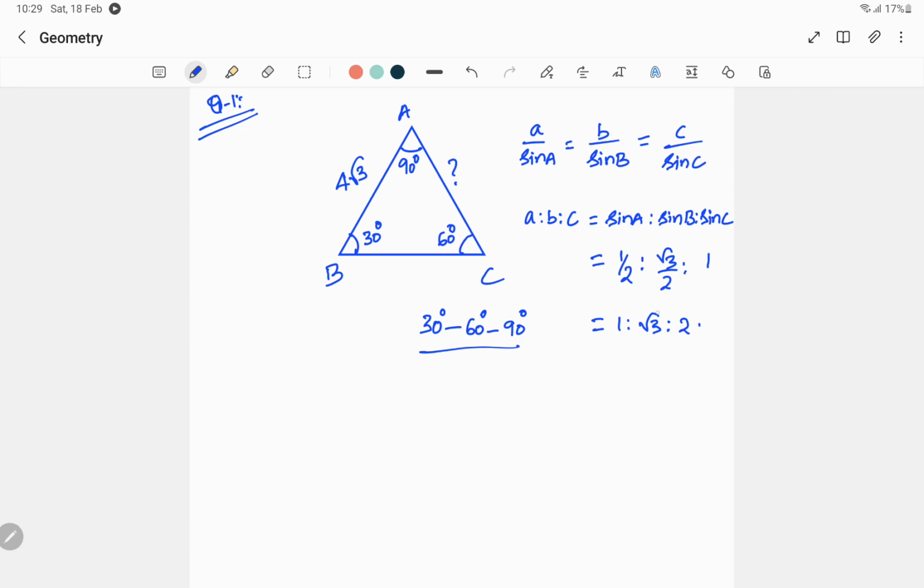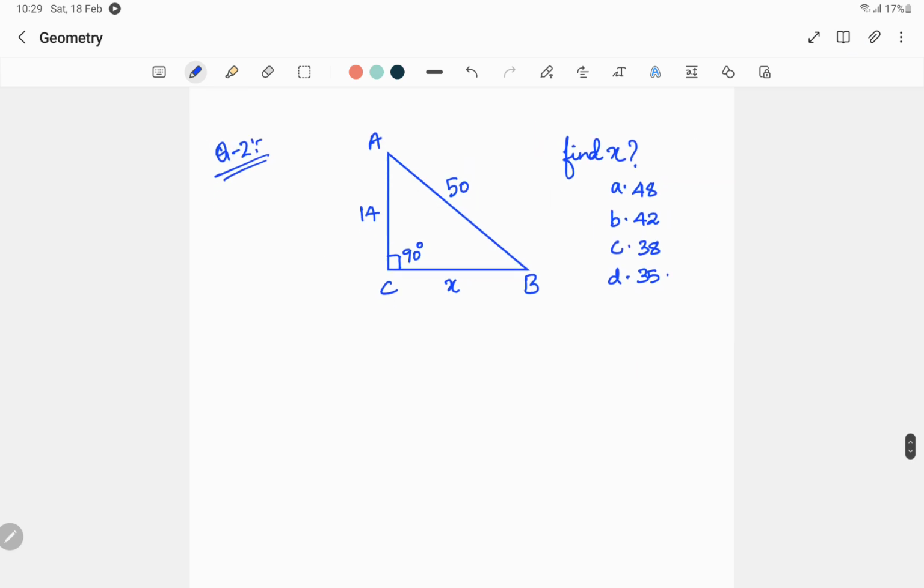And it is also given that this root 3 is 4 root 3. So the multiplication factor is 4. So the longest side would be 8 and this is 4.